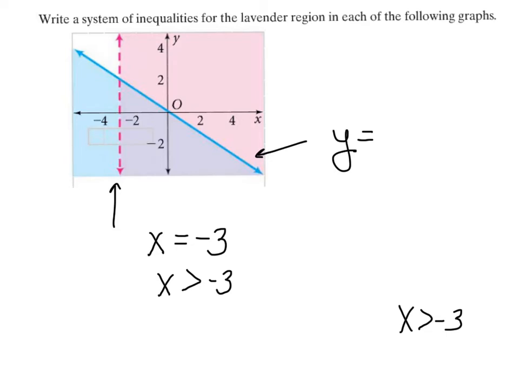Looks like it goes down 1 over 2. Down 1 over 2. That's hard to see. That'd be a bad example. But down 1 over 2 would be negative 1/2 x. And it crosses at 0. And since it's less than, shaded underneath, and it's equal to, it'd be y is less than or equal to negative 1/2 x.